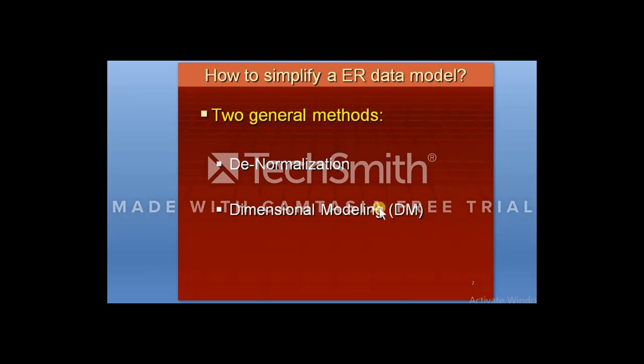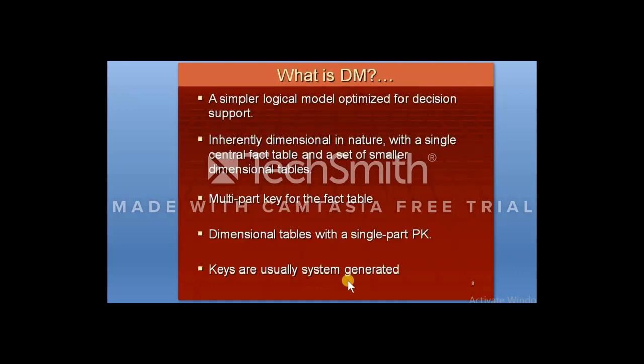So when we denormalize our tables and join those tables that are created using denormalization, we can join them using a simpler schema. Those schemas can be star schemas and snowflake schemas, which we'll discuss in a later slide. So these two techniques are very useful to simplify our ER model. Again, in the next slide we will discuss what dimensional modeling is.